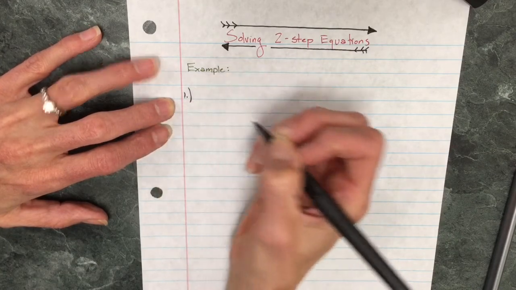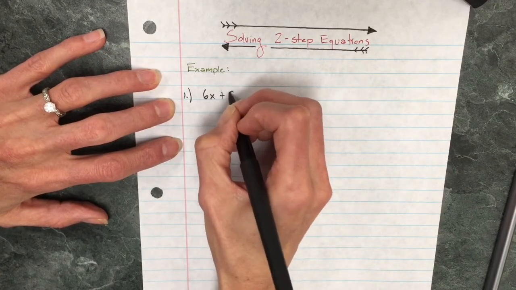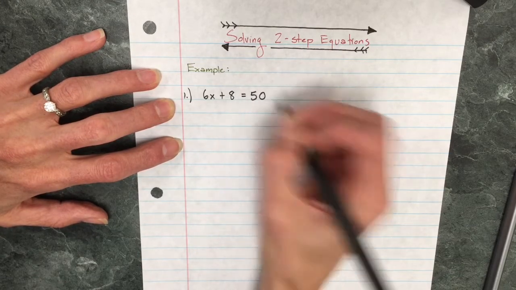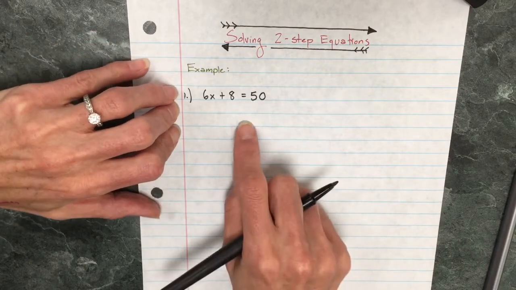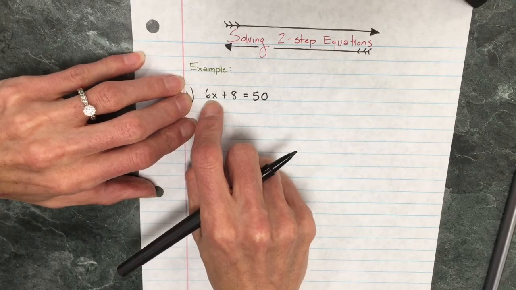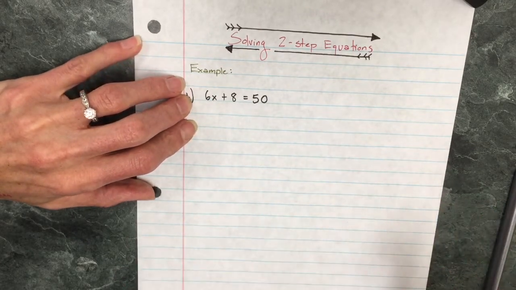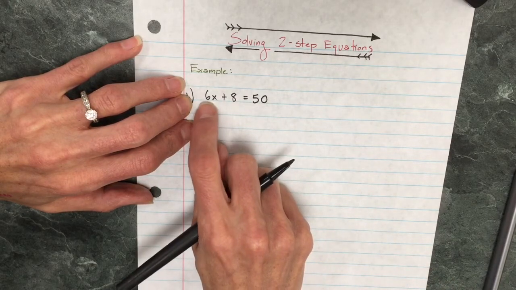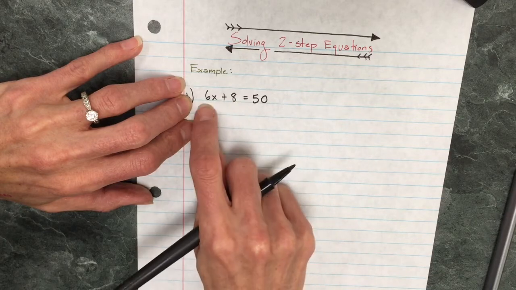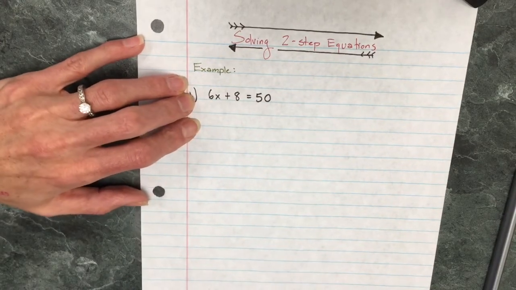Okay, our first example is 6x plus 8 equals 50. So right now there's a couple things happening to the x. There's a 6 that's multiplying it and 8 that's adding to this term. And we just want to know what x equals, not what 6 times x plus 8 equals. So we got to get rid of the 8 and the 6 to get x by itself so we can find out what it is that it equals.